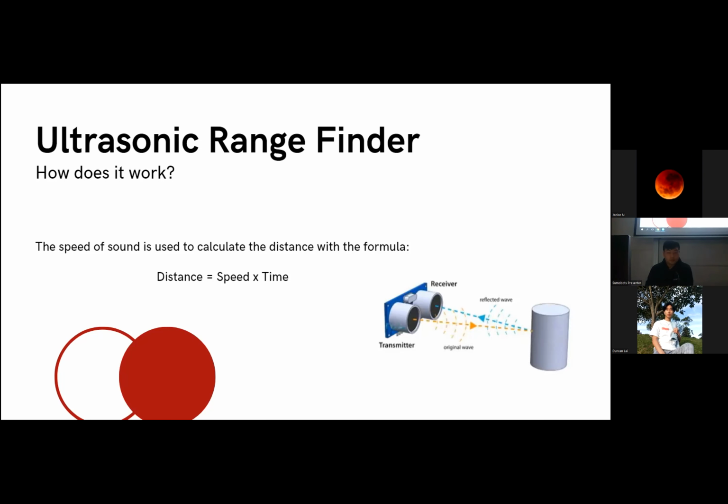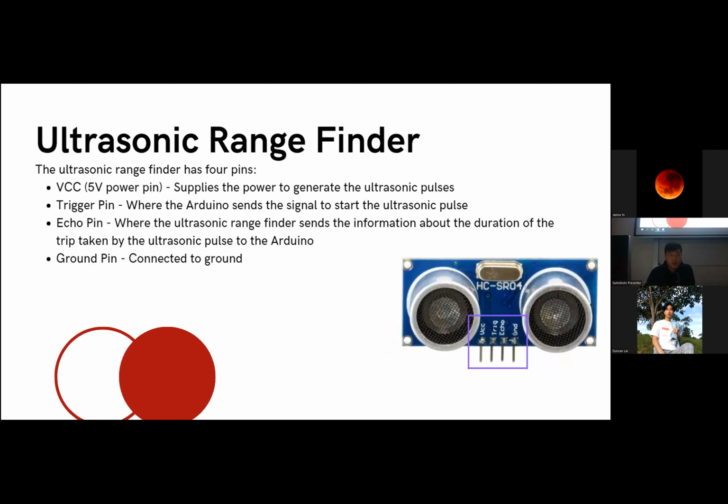All right. So the ultrasonic rangefinder, as you guys all probably have them in your kits, except for the guys in the back, but we'll give you another one to just have a look at. The ultrasonic rangefinder basically has the 4 pins, which are the VCC, so the 5-volt power pin. This supplies the power to generate the ultrasonic pulses. There's also the trigger pin, where the Arduino sends the signal to start the ultrasonic pulse. The echo pin, where the ultrasonic rangefinder sends the information about the duration of the trip taken by the ultrasonic pulse to the Arduino. And the ground pin, which is just connected to ground.